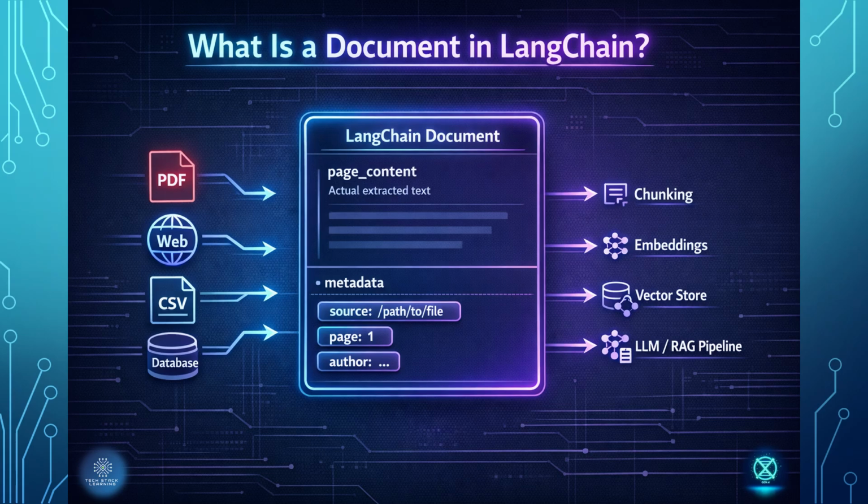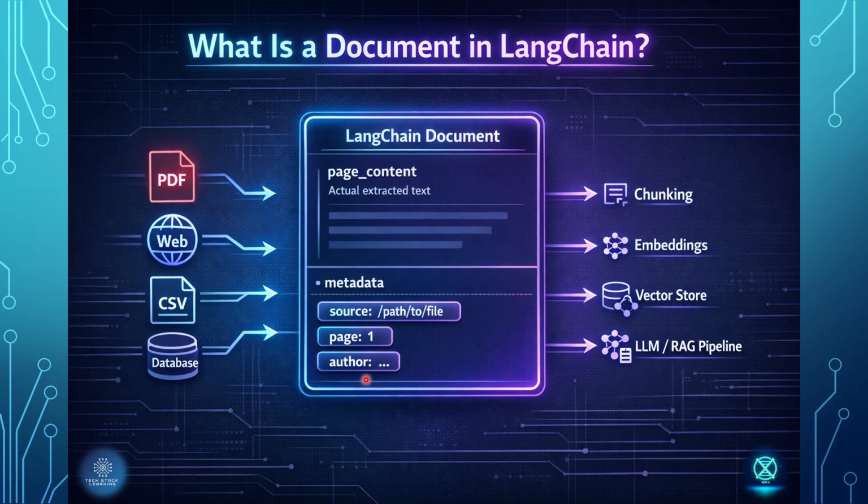So what is the document in LangChain? Every loader in LangChain, it could be any type of loader, which we'll see in the upcoming sessions, the types of loaders we have, outputs one or more document objects, which standardize the data for LLM processing.